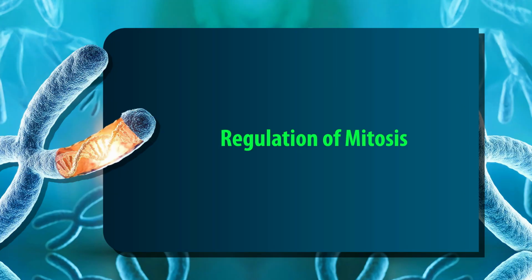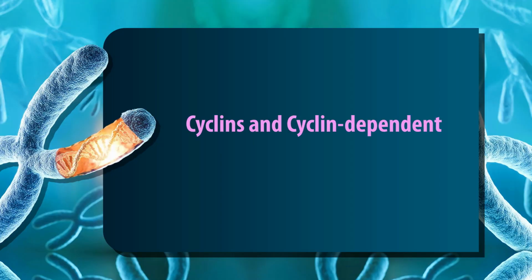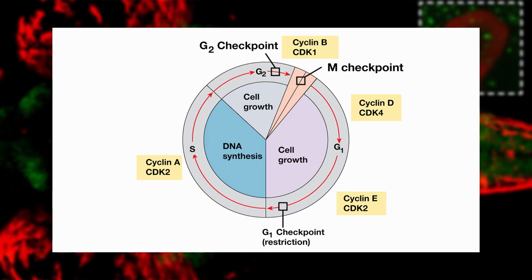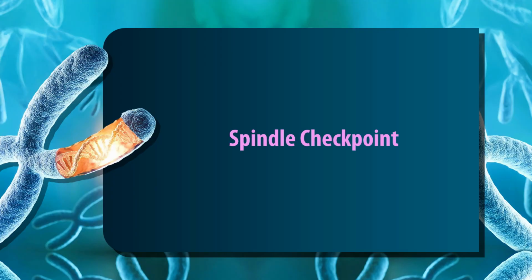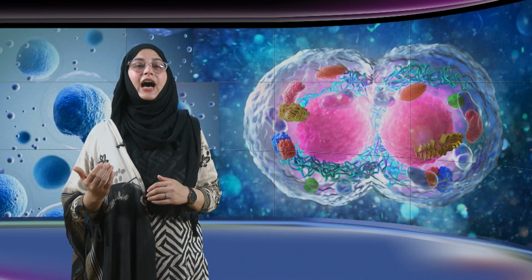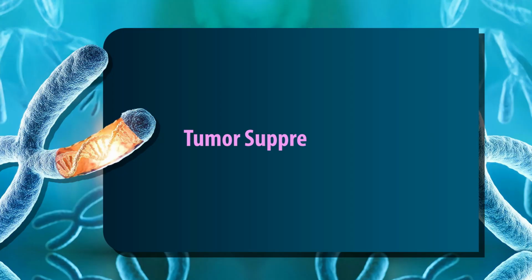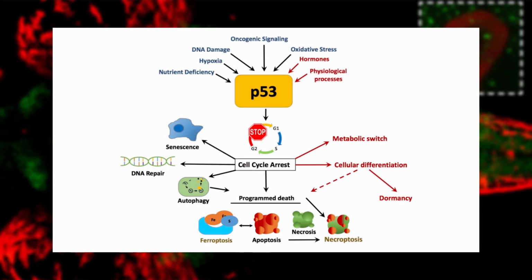Regulation of mitosis. Mitosis is tightly regulated to prevent errors. Cyclins and cyclin-dependent kinases, or CDKs, are protein complexes that drive progression through the cell cycle. The G2/M checkpoint ensures DNA replication is complete. Spindle checkpoints halt metaphase if kinetochores are misattached, preventing unequal chromosome distribution. Tumor suppressors like p53 monitor DNA damage. Faulty regulation can lead to cancer.